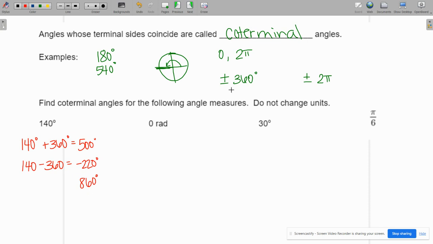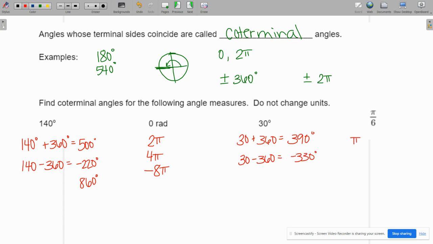That's also coterminal. So you can repeatedly add or subtract 2 pi or add or subtract 360 degrees to get coterminal angles. 0 radians, we already talked about how 2 pi would be an answer, or 4 pi, or negative 8 pi if you go the other direction. All of these you could understand that you would get by adding or subtracting 2 pi. 30 degrees, if we were to add 360, we could say that 390 degrees is coterminal to that. Or if you took 30 and subtracted 360, you could say negative 330 degrees would be coterminal.